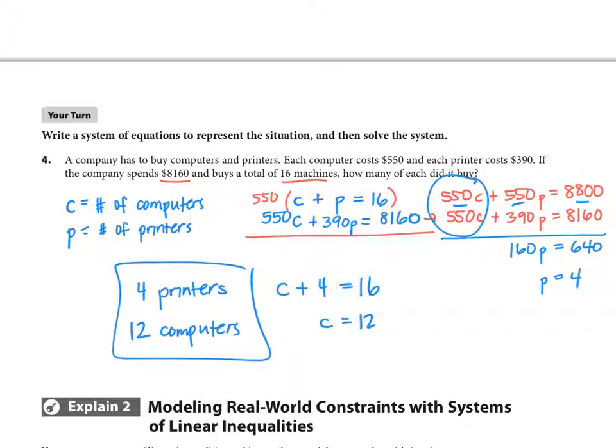And you can go back and you can double check, right? Is that a total of 16 machines? And is that a total of $8,160? But checking that second one would require you to multiply 4 times 390 to get the cost of all these printers, multiplying 12 times 550 to get the cost of all these computers, and then adding it together to see if it equals that 8,160. Okay, and that's it for writing a system of equations.